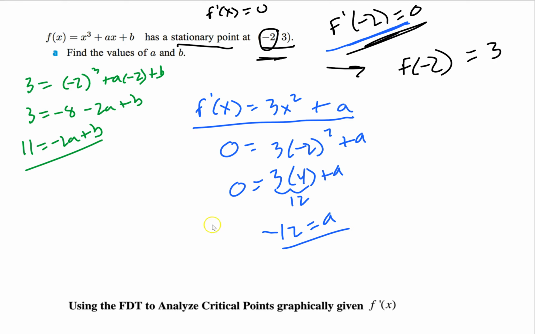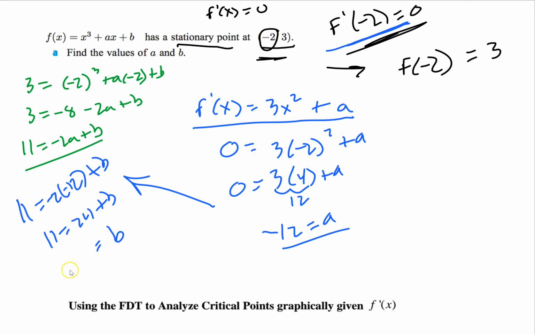Right? And once you get that, plug it in, find your b. Negative 11 times negative 11 equals negative 2 times negative 12 plus b. 11 equals 24 plus b. Subtract that, b is going to equal negative 13. So there's my a and b.